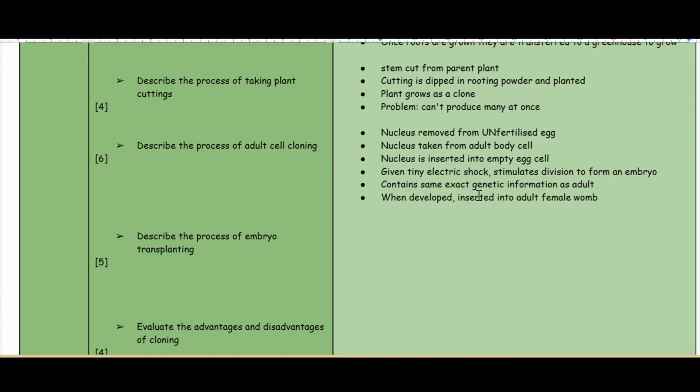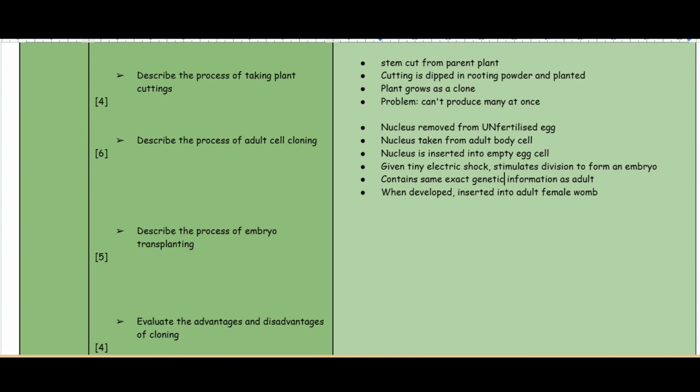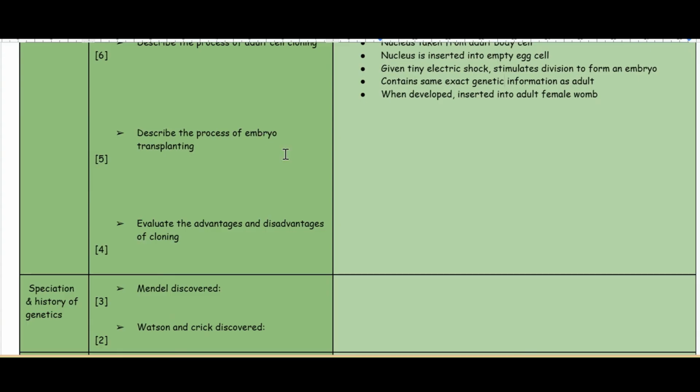And when developed, you can then insert it inside an adult female womb in order for it to grow and develop, and then later the woman gives birth. And that's how you can get a clone. So if you've ever heard of Dolly the sheep, that's exactly what happened. And it worked.